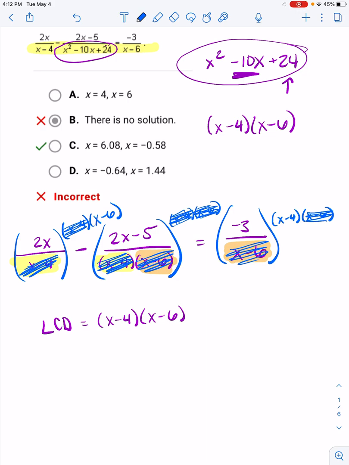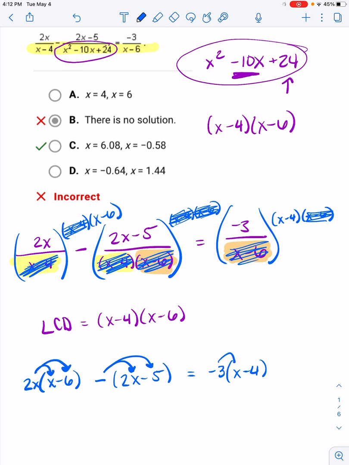Okay, so now we have to write what's left over in each of our terms. So in the first term, I have 2x, and then I have this x minus 6 that I'm multiplying by, okay? The next one, all I have is minus 2x minus 5, and then I need to remember eventually to distribute that negative, okay? Equals, and then I have negative 3 times x minus 4. Okay, so I'm going to distribute all of these. So 2x times x is 2x squared. 2x times negative 6 is negative 12x. Distribute your negative here. This would be negative 2x, positive 5. Distribute a negative 3, you get negative 3x and positive 12.